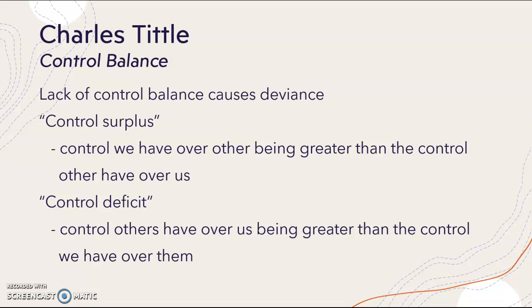Charles Tittle thought a lack of control balance causes deviance. A person with a lack of control balance can be said to have a control surplus, described as control we have over others being greater than the control others have over us, or control deficit, described as the control others have over us being greater than the control we have over them.